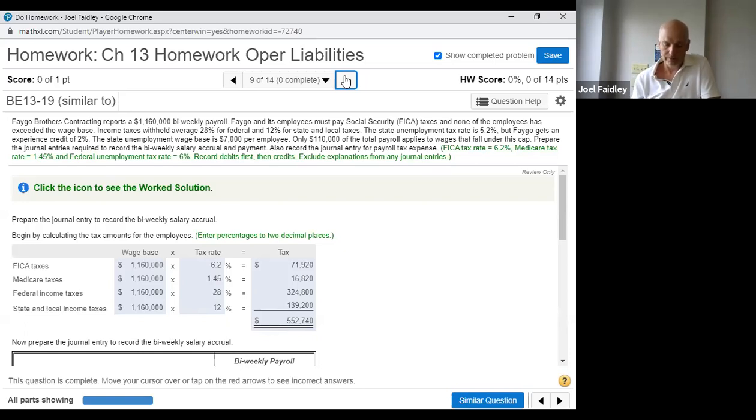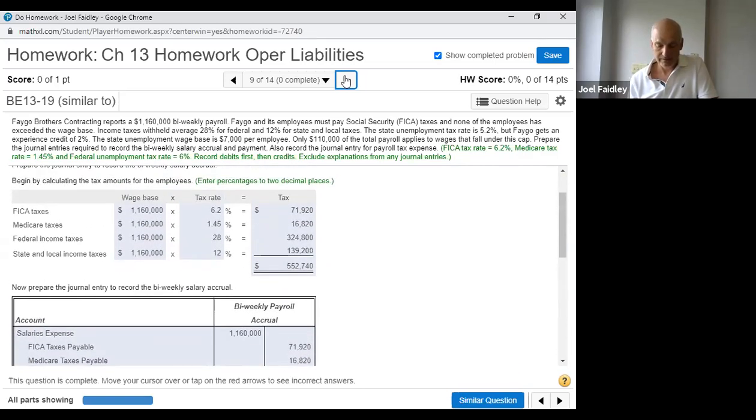So it's very straightforward. You're going to take the entire wage base times those percentages. So there's my FICA, that's retirement, Social Security. There's Medicare, right? Once you turn 65, you got health insurance. Federal income tax, they're just saying 28%, which is extremely high. It's going to be withheld from all people's payroll check. What really drives that is the W-4 that you complete when you work for a company. But they're making this simple. And then state and local, 12%. Pretty high, isn't it?